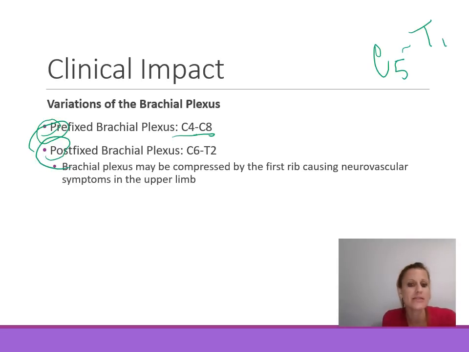Post-fixed brachial plexus is when the brachial plexus comes later. It's down lower than it should be. So everything moves down a notch on the spinal cord. So the post-fixed brachial plexus originates from C6 to T2 spinal nerves. With a post-fixed brachial plexus, it's pushed downward. It creates some compression of the nerves, and the brachial plexus gets compressed against the first rib as it tries to squeeze through into the axillary region, and this can cause neurovascular symptoms in the upper limb.